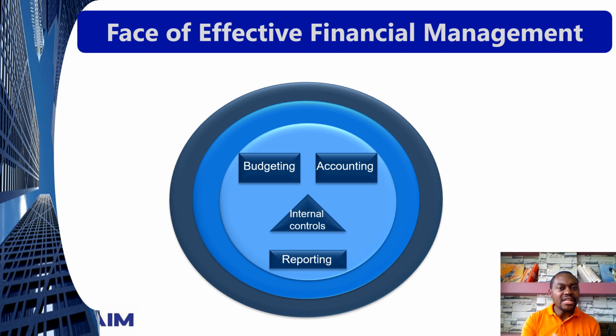So if you like, these four are the core components of good financial management. Planning, which is budgeting. Organizing, which is accounting. Reporting, which is monitoring. And controlling, which is the internal controls.